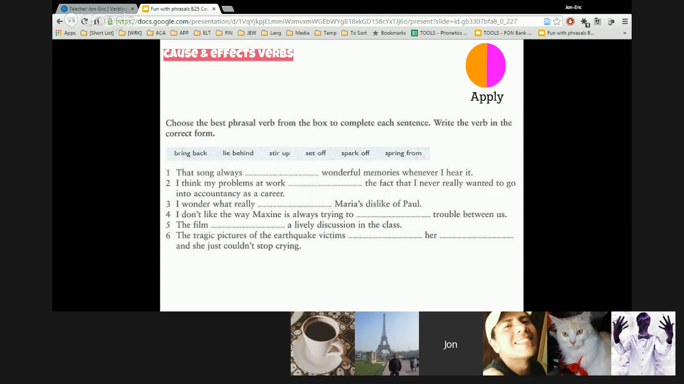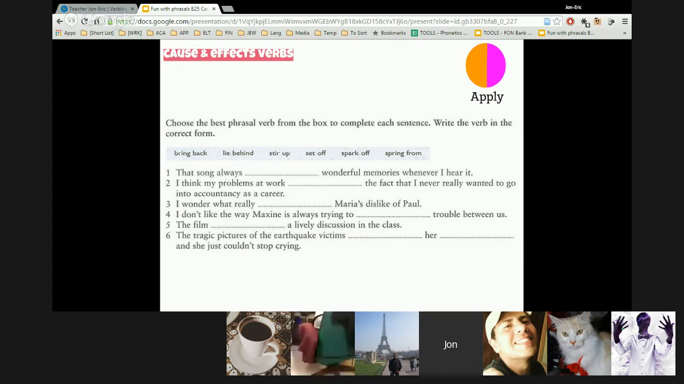Hidden cause. Okay, look at 4. I don't like the way Maxine is always trying to blank trouble between us. Stir up. To stir up trouble between us is correct. Very good. Number 5, the film blank a lively discussion in class. The film blank a lively discussion.